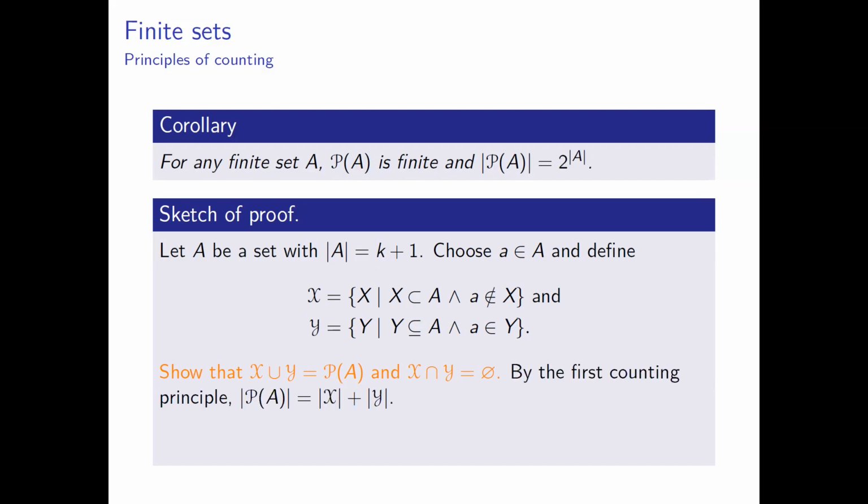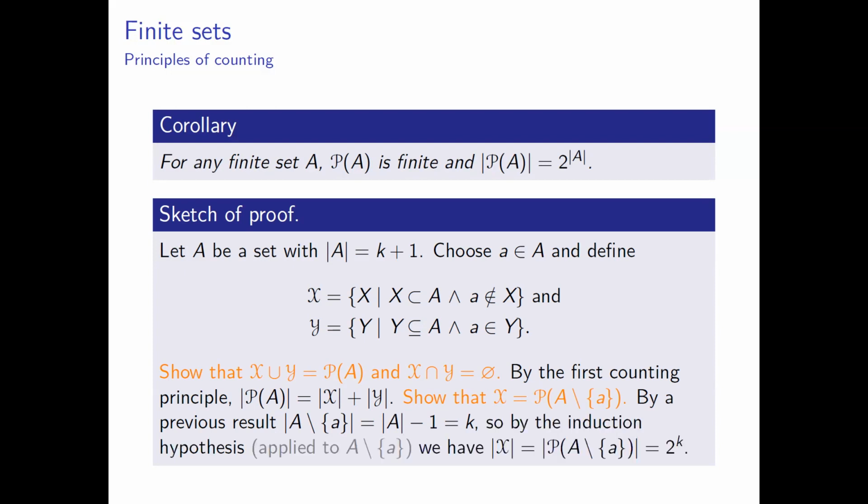Applying the first counting principle to the sets curly X and curly Y, we conclude that the cardinality of the power set of A is equal to the cardinality of curly X plus the cardinality of curly Y. It is left as another exercise to show that curly X is equal to the power set of A minus the singleton consisting of the element small a. By a previous result, the set A minus the singleton consisting of small a has cardinality equal to the cardinality of A minus 1, which is equal to k.